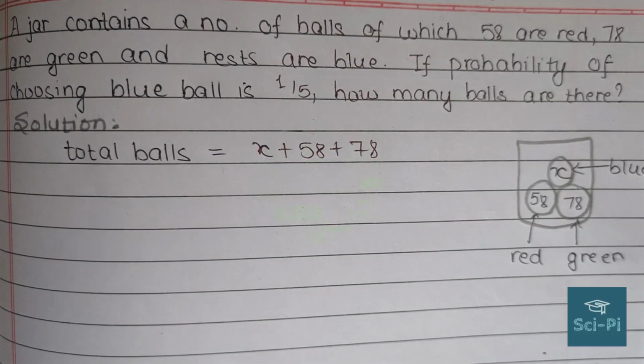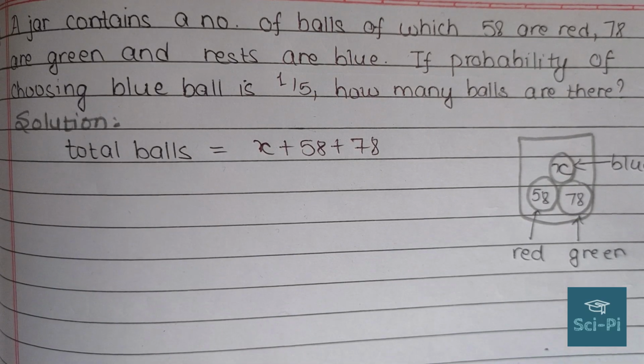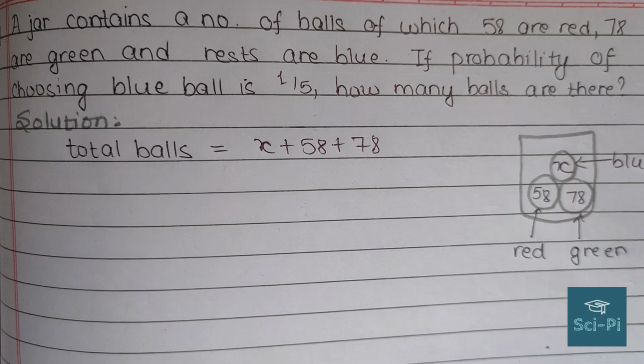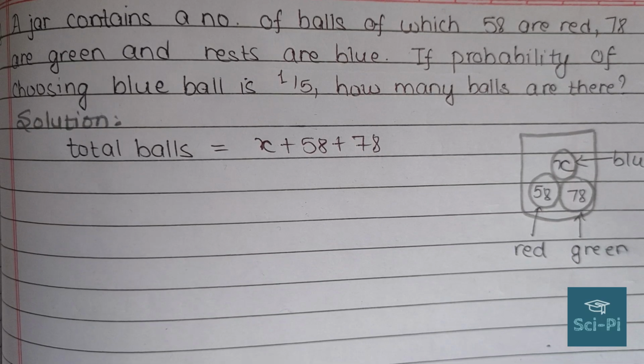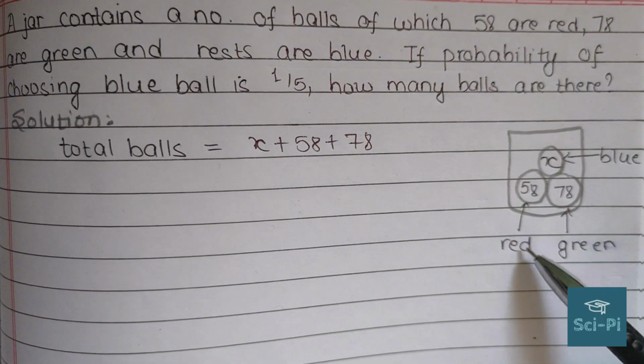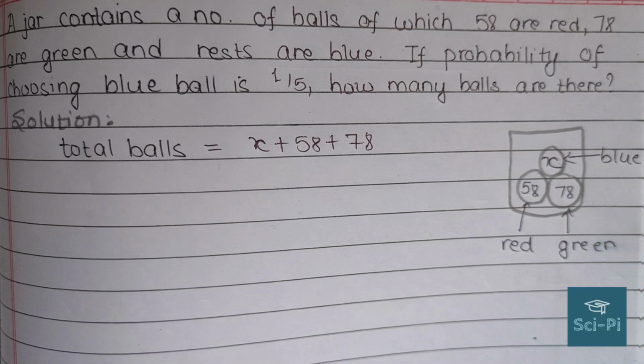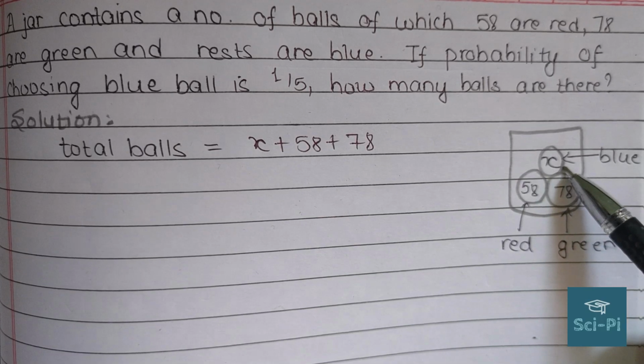Hi everyone, welcome to another video, and in this video we'll be discussing another question of probability. Here we have a jar, and inside of the jar we've got 58 red balls, 78 green balls, and we do have blue balls as well, but the actual number of blue balls is not known to us. So we are assuming the number of blue balls to be X.